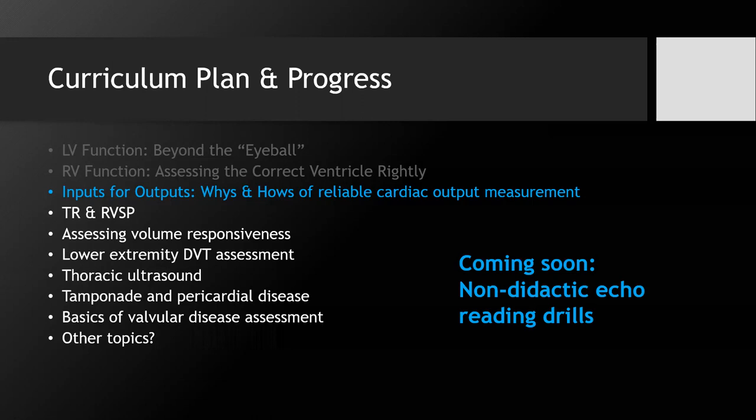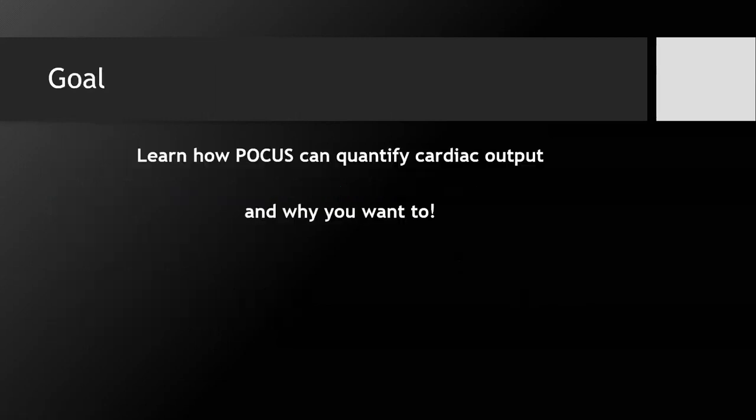And soon, in the near future, in between some of these lectures, we're going to be having some straight echo drills where we'll be pulling up some echoes that were done in the ICUs and having group discussions on how to read and interpret them. So the goal for today is to learn how POCUS can quantify cardiac output and why you want to. Unlike previous sessions that were completely ignoring acquisition, some of this will also include important points for appropriate image acquisition.